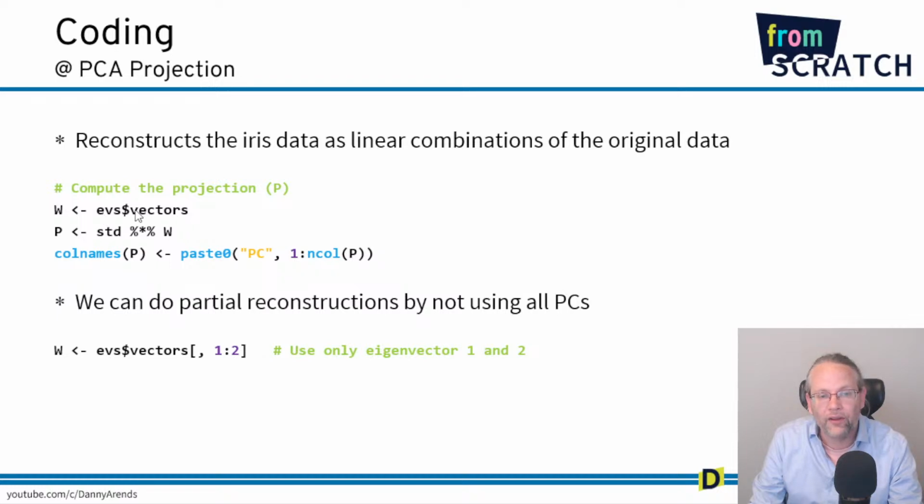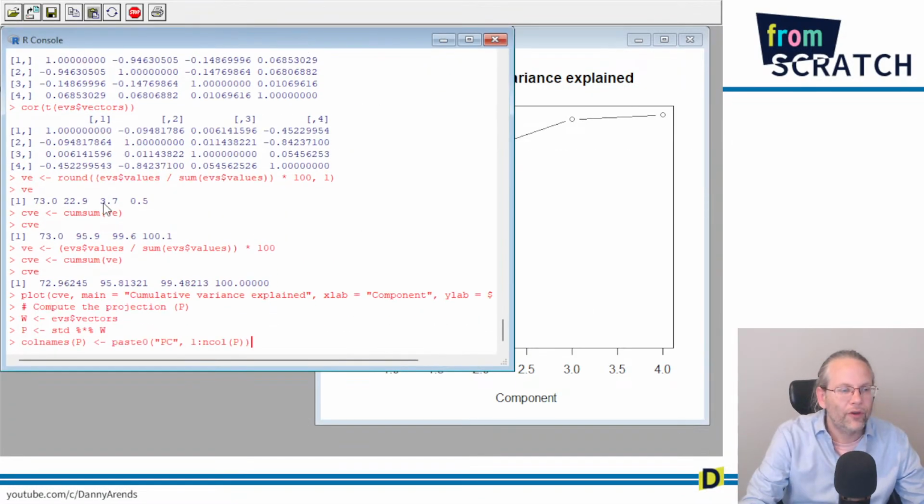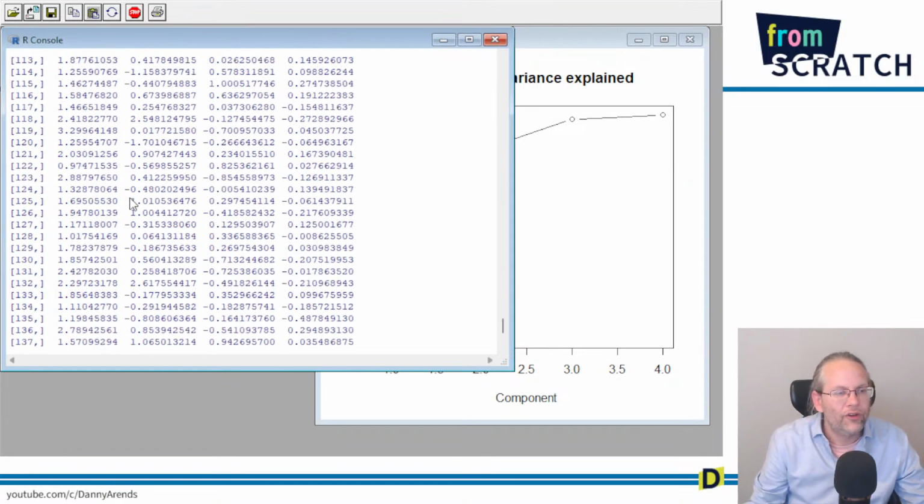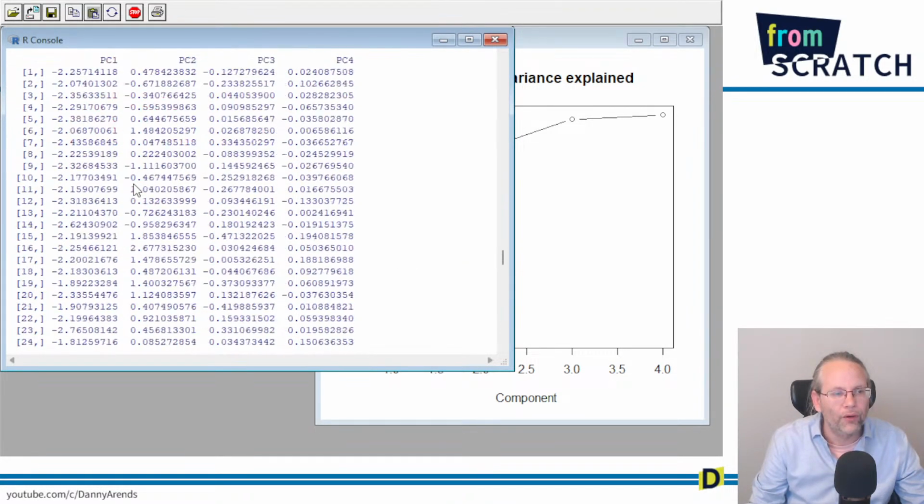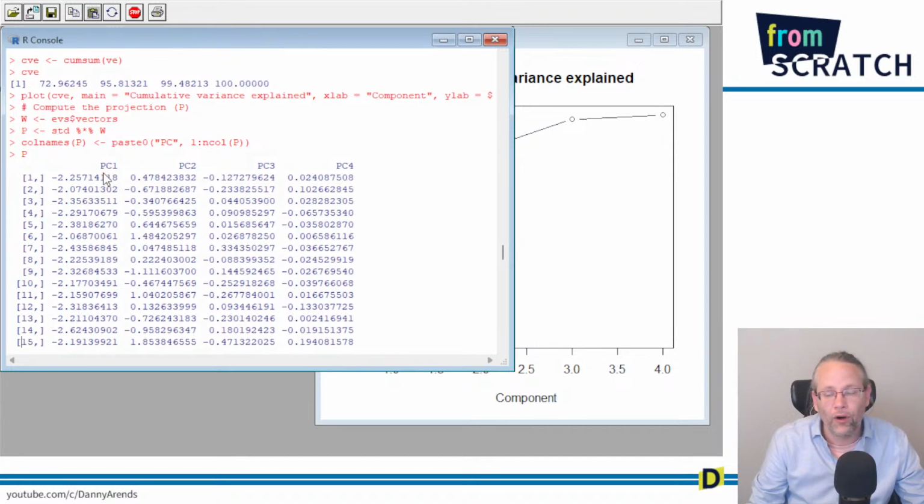So we can take all of the eigenvectors, we call that W, and then we multiply our standardized data with W, right? If we do that, we can put the column names on. So now P will be principal component 1 in the first column, principal component 2 in the second column. All right, so let's do that in R so that you guys can see it as well. So P, right, this is now the principal component matrix for our data.